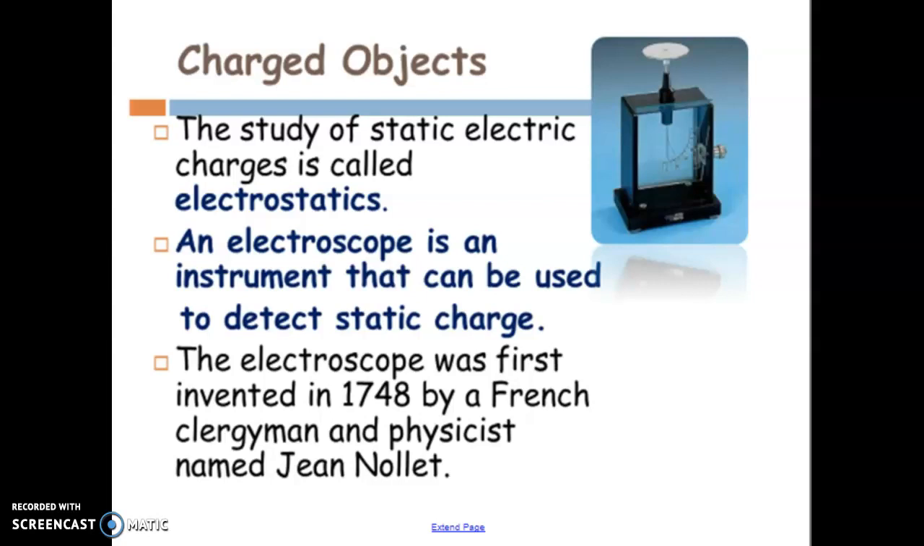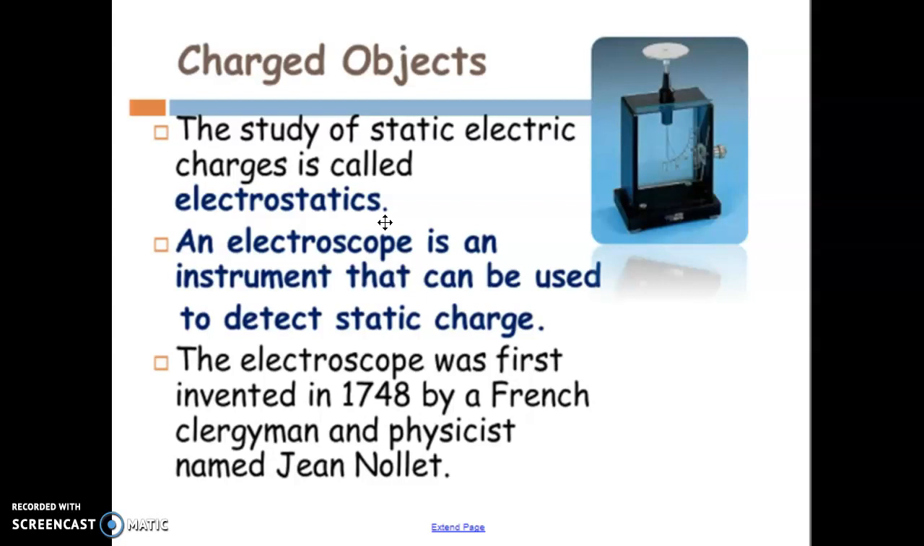Okay, so first of all, when we're looking at a charged object, it's very difficult to know if an object is charged or not. Okay, so the branch of science that looks at the study of static electricity is known as electrostatics. Current electricity is much more common because it's used in a lot of everyday materials, but static electricity is actually used for quite a few different types of material that you may or may not know.